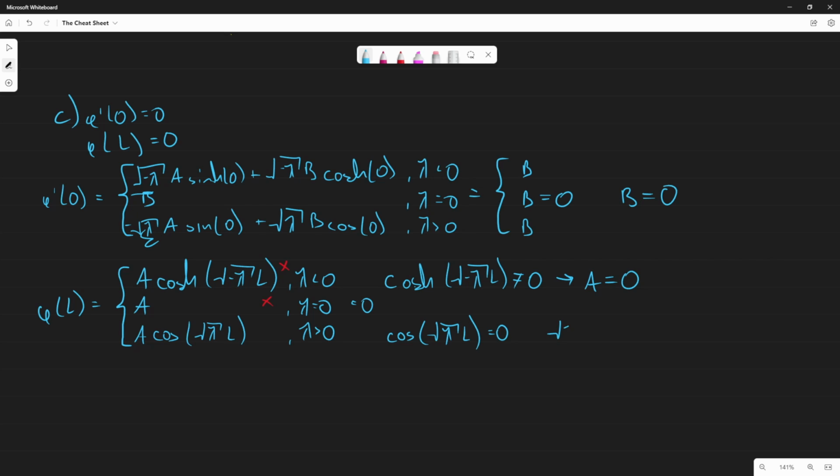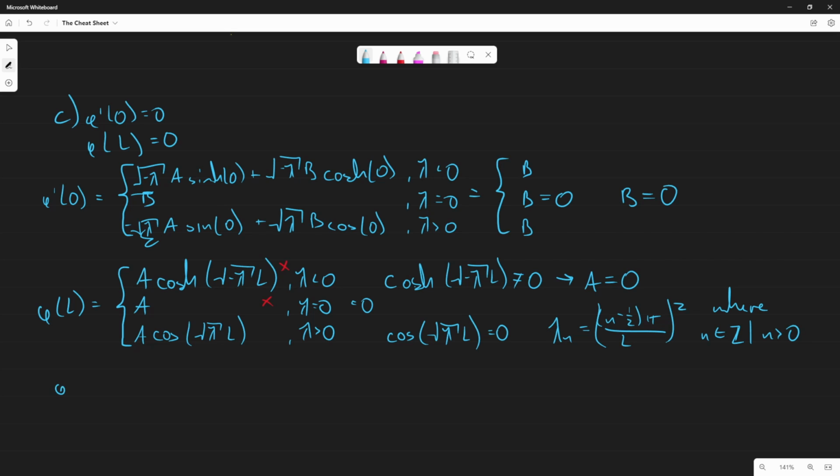And that will only be true when our lambda of n is equal to n minus 1/2 times pi all over L, and take that whole quantity and square it. So this does give us a non-trivial solution, making, I almost forgot again, n a set of integers such that n is greater than 0.